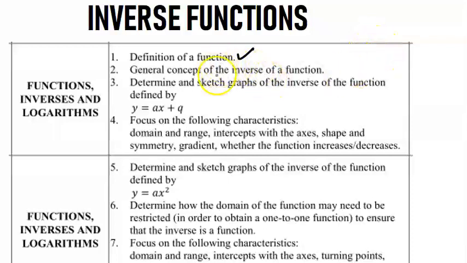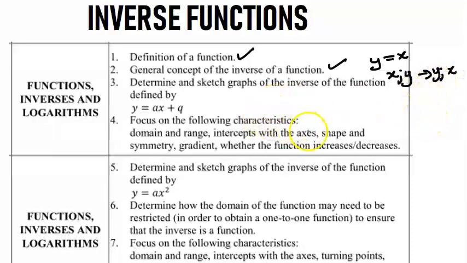Right, so let's look at the general concept of the inverse of a function. We looked at that in the previous video as well. So what is the inverse of a function? Basically, the inverse of a function is a reflection about the line y equals x. So what happens when we reflect any coordinate or point around that line y equals x? Very simply, (x, y) becomes (y, x). We swap our x and y coordinates around.